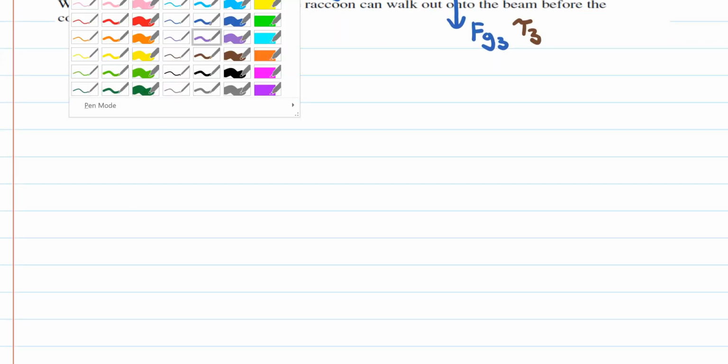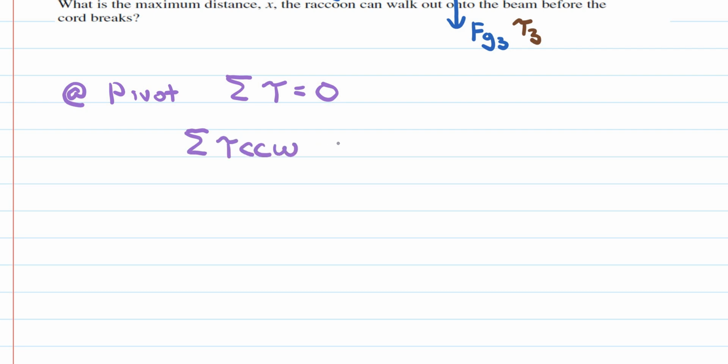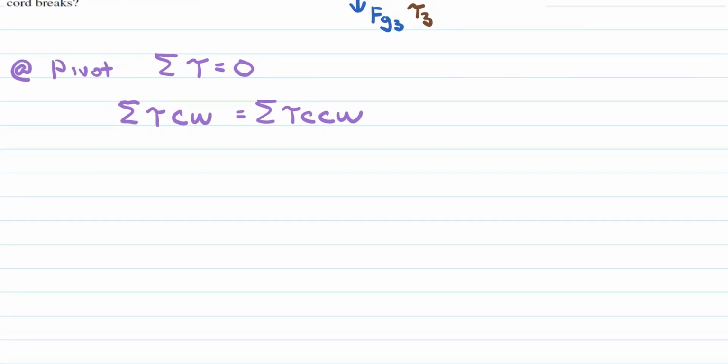Just like the previous problem, I'll start off by saying that at the pivot, the sum of the torques is equal to 0, and that means the whole beam is not moving. That's because the sum of the torques clockwise is equal to the sum of the torques counterclockwise. Sorry, I usually say clockwise here and then counterclockwise there. So what does this all really mean?